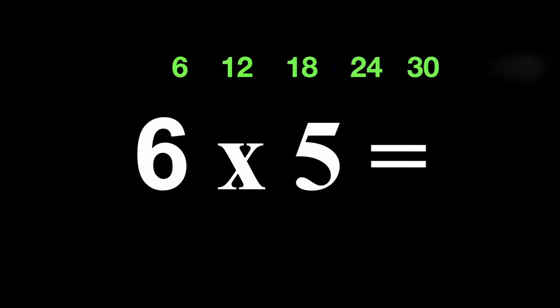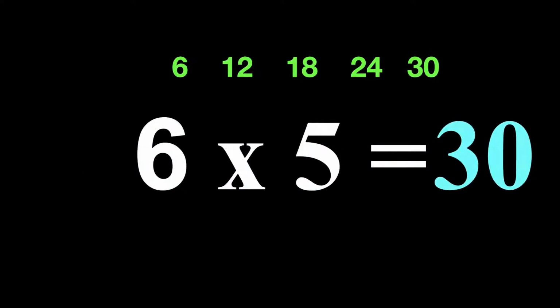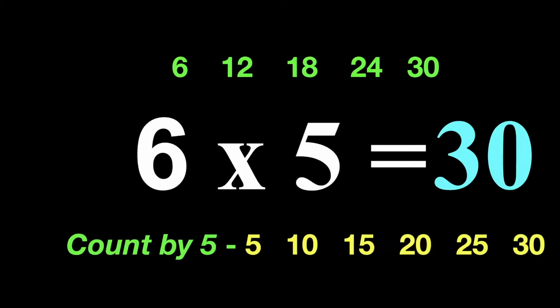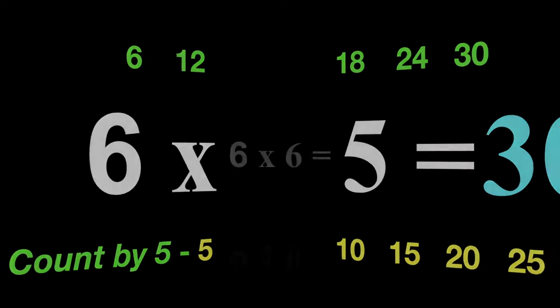6 times 5, you really could do it 2 different ways. Let's try 6 first. We could say 6, 12, 18, 24, 30. Or we could decide to make this counting by 5s. That would be 5, 10, 15, 20, 25, 30, and you get the same answer. So whichever way you like best.